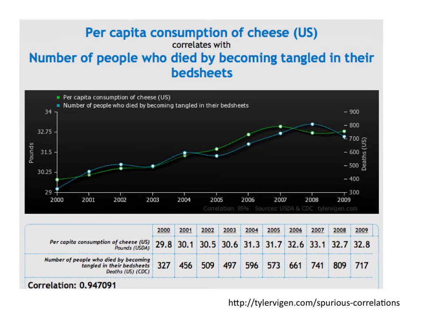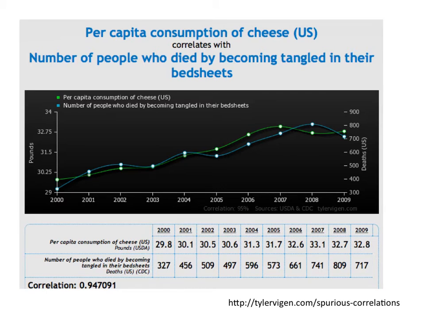Here's an even better example of correlation. As cheese consumption per capita goes up, so does the increase in strangulation by your sheets on your bed. I didn't even know that was a thing. But apparently, 700, 800 people a year, on the right y-axis, die becoming entangled in their bed sheets. I don't know, I can't trust the source.